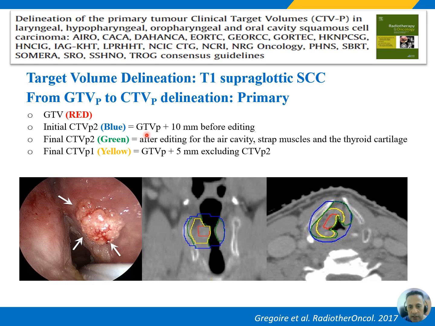This is created by expanding the GTV by 10 mm before editing. Then you need to create your final CTV-B2 or 56, represented in green, after editing for air cavity, thyroid cartilage, and strap muscles. Then you need to create your CTV-B1 that will receive 70 gray in 35 fractions using the Hanka schedule. This is created by expanding your GTV primary by 5 mm, excluding your CTV-B2 or CTV-56. Then you add your setup margin.